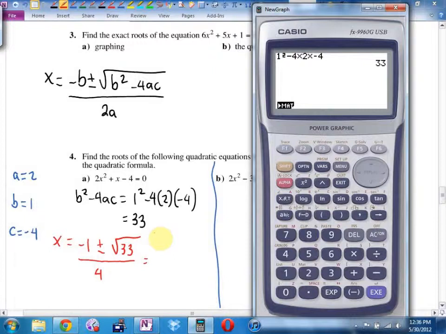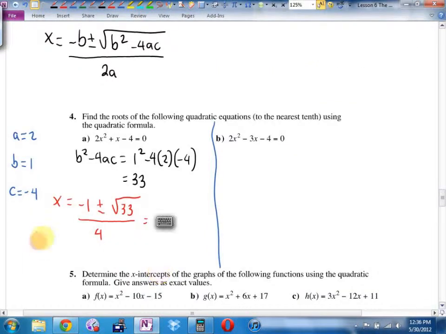There's more than one number on the top. That means put brackets around the top. Negative 1 plus square root of 33 over 4. I get one of my roots is negative 1.686. That's when I put a minus there. What about when you put a plus there? What did you get? Am I wrong?